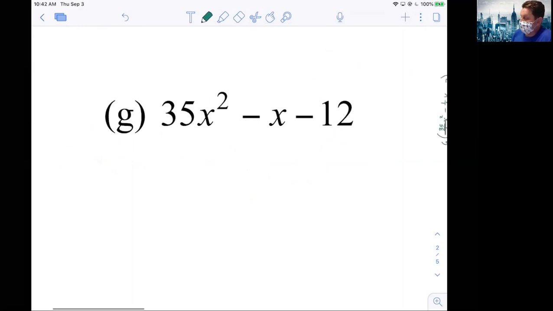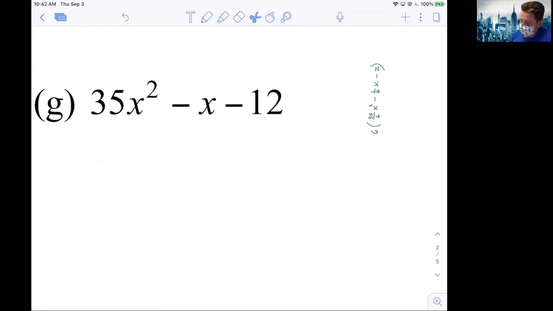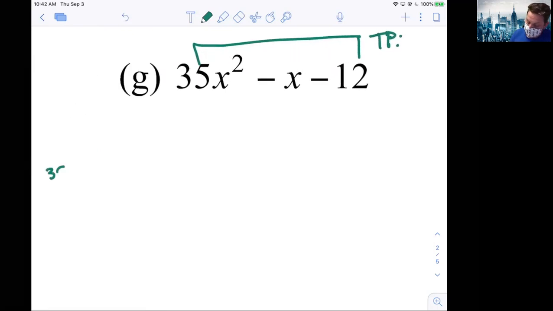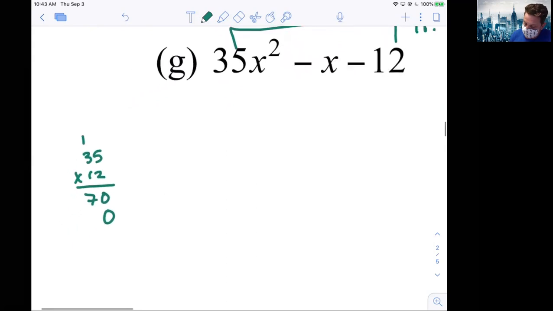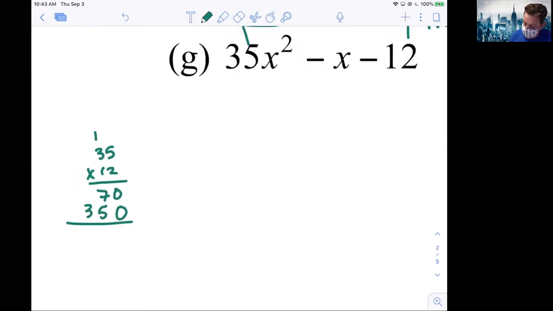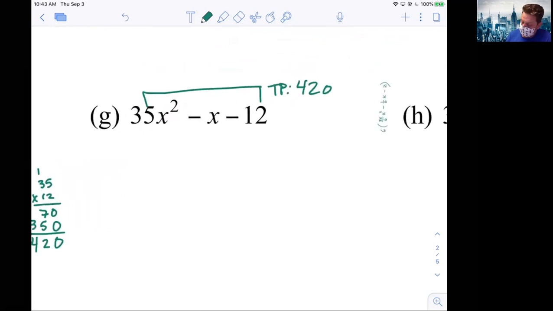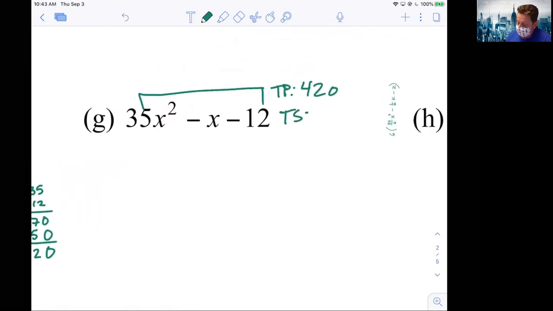So can we do target product, target sum here? Do you want to? Okay, your target product is going to be 35 times negative 12. What the heck is that number? I don't know. Let's go off to the side. 35 times 12. That is, let's see, that's a 10. You carry the 1, you get 7. Add a 0. Oh, this is fun. I remember doing this. 5, 3. You add it together, you get 0, 2, 4. Hey, you get 420 again. Look at that. 420. That's our target product, and our target sum is what?